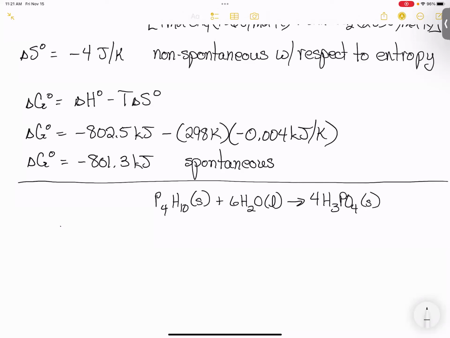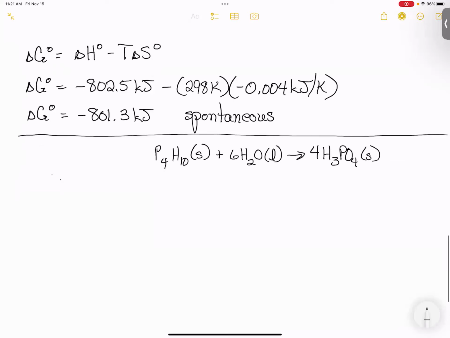Looking up the enthalpies of formation, which is in kilojoules per mole, P4O10 is a negative 2984 kilojoules per mole. Water liquid is a negative 286 kilojoules per mole. And H3PO4 solid is a negative 1,279 kilojoules per mole.